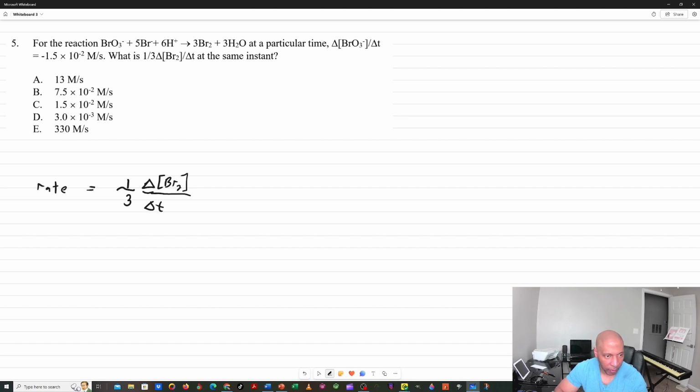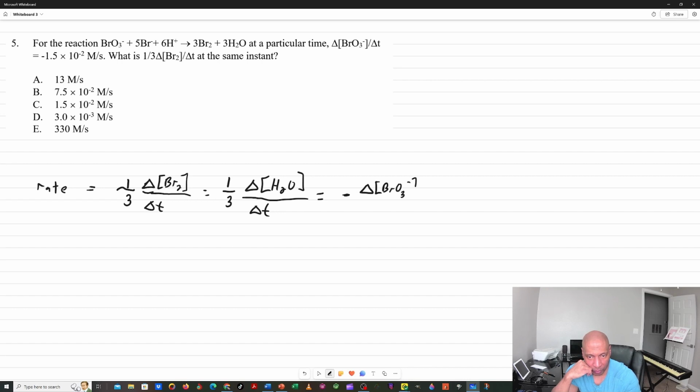Okay, so I'm going to put rate right there, which is also equal to 1/3 in this case times the change in my H2O concentration with respect to the change in time. All right, so those are my products. Now my reactant, well, I have my bromate. Since the reactants' concentration decreases, we have to stick a negative in front of it. Okay, but still the same thing holds. Bromate, the stoichiometric coefficient is 1. So the change in my bromate concentration with respect to the change in time, a negative of that is also the conventional way of reporting rate.